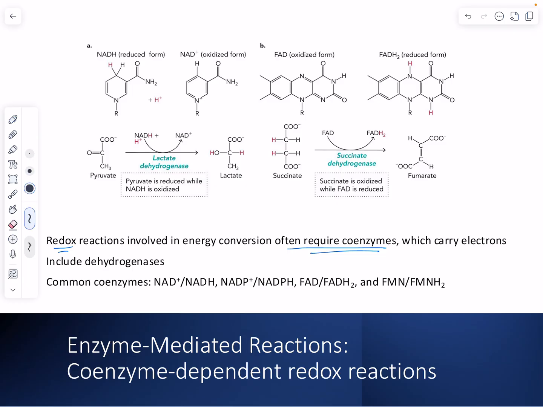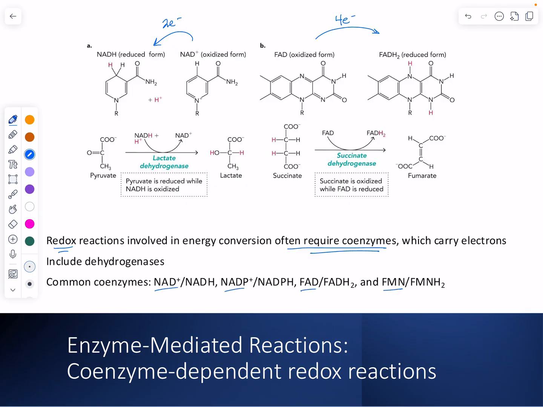With our NAD example, NAD plus to NADH, remember it carries 2 electrons, right? And then FAD is the oxidized form of what is a 4-electron carrier, right? Because we go from FAD to FADH2. So that's a 4-electron carrier. All right. So again, NAD, NADP, FAD, and FMN.